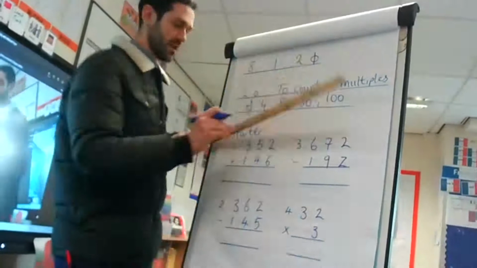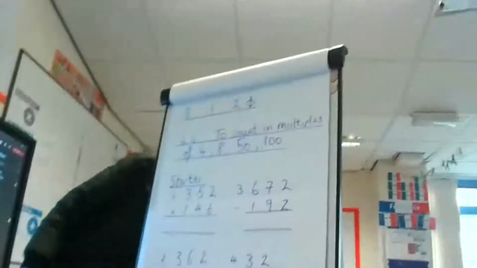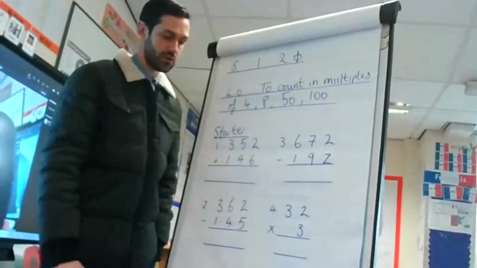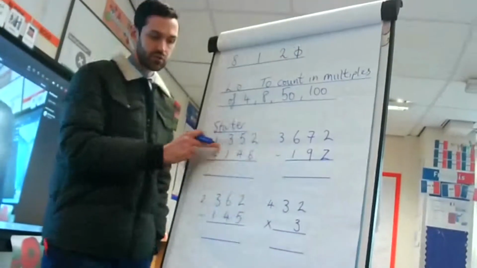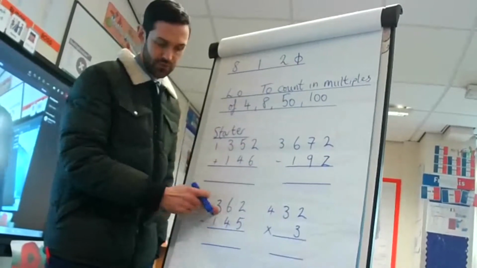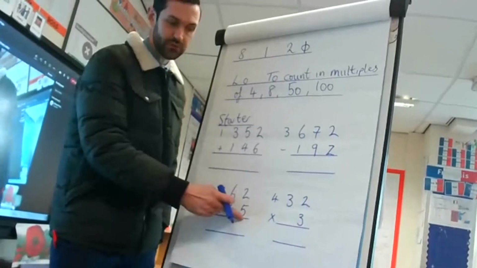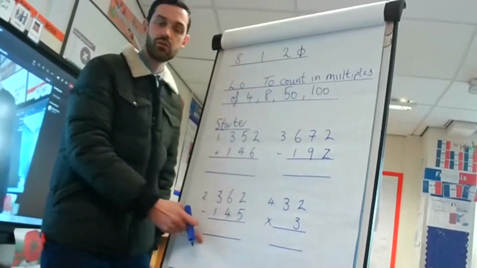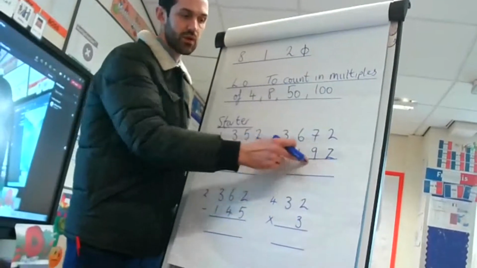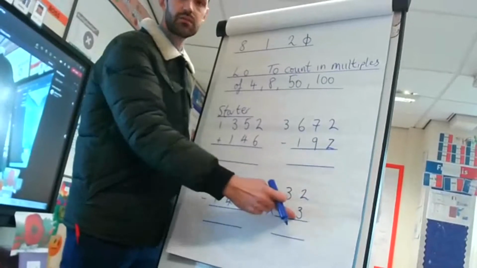4 questions. Again, starting off with column addition, moving on to subtraction as well, and a little bit of column multiplication I've thrown in for you this morning. First one, 352 add 146. Number 2, 362 take away, remember, take away 145, and your tram lines using your rulers. Question 3, 672 take away 192, and question 4 is 32 multiplied by 3.